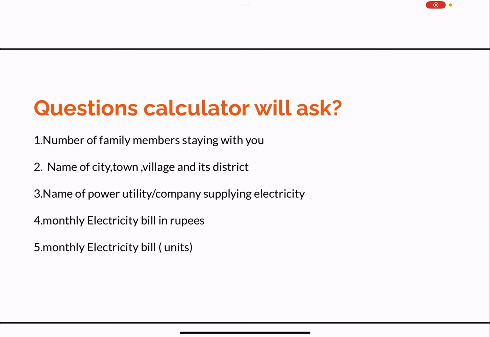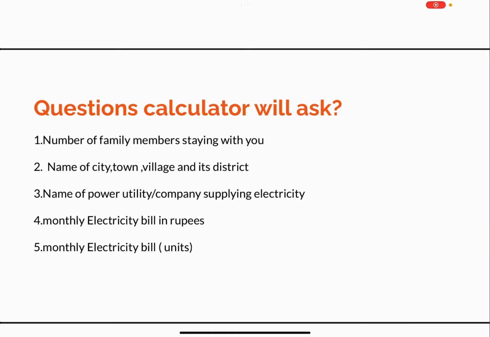If we want to calculate, for example, the carbon footprint of an individual, then the calculator would ask how many family members are staying with that individual. Where is that individual located? So if you want to design a calculator, or write a program for a calculator, then the calculator should ask these questions. How many members are there in your family, whether they are staying with you or not, where is your family located, what is the city, what is the town, what is the district, which is the country.